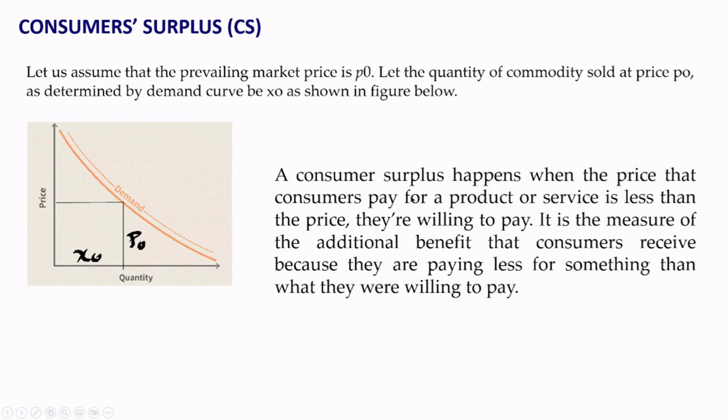We say a consumer surplus happens when the price that consumers pay for a product or service is less than the price they are willing to pay. So there are consumers who are willing to pay a price which is more than the market price, which is P0. This additional benefit which the consumers get is called the consumer surplus. So in this graph, consumer surplus is given by the area bounded by this region.